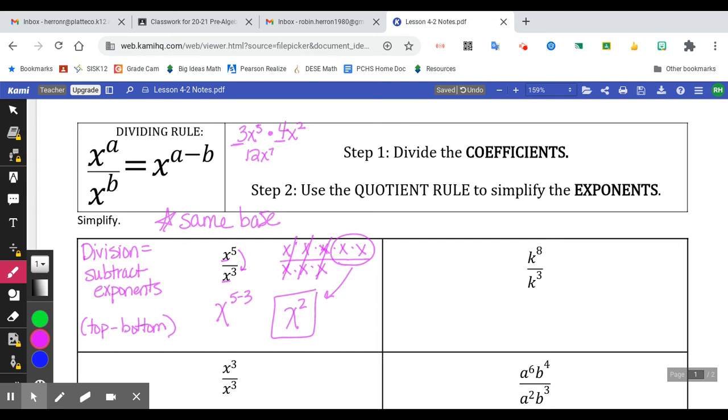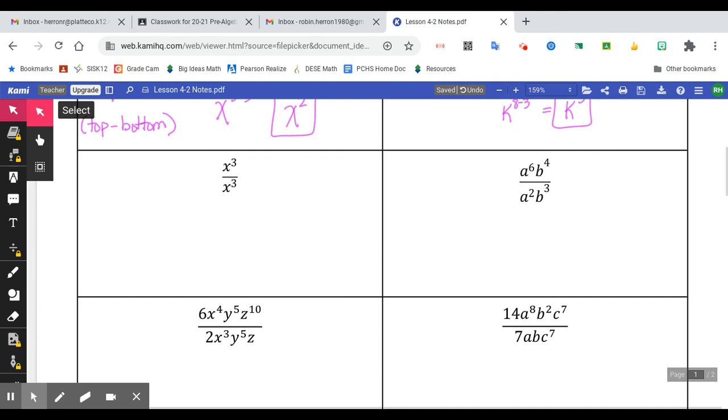Same thing for the next one. So we've got k to the 8th over k to the 3rd, which gives me k to the 8 minus 3, which leaves me with k to the 5th. Okay, scrolling down a bit.